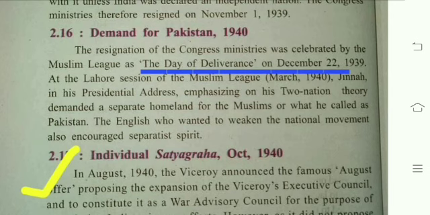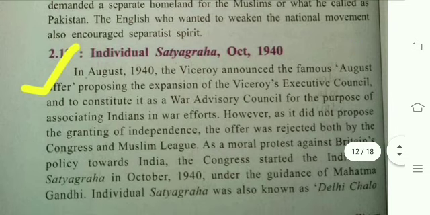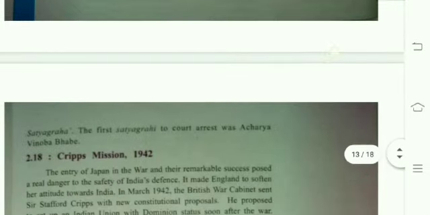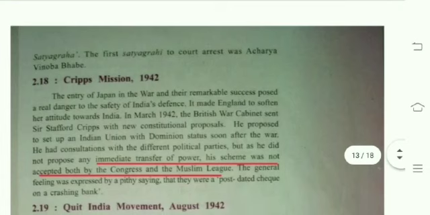Now next we have the individual satyagraha, October 1940. In order to gain the right to speech for Indians, the Congress started the individual satyagraha of October 1940 under Mahatma Gandhi's guidance, and this is also known as the Delhi Chalo movement. And it says the first satyagrahi to be under court arrest was Acharya Vinoba Bhave.